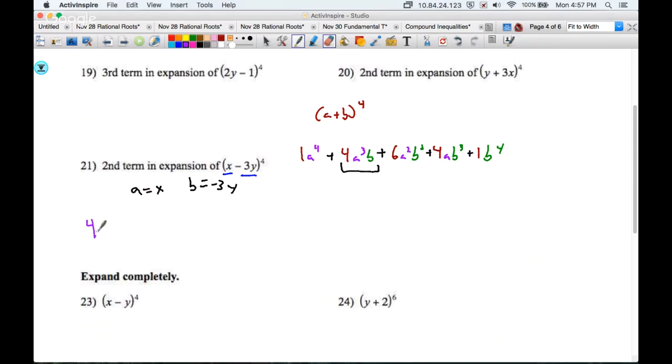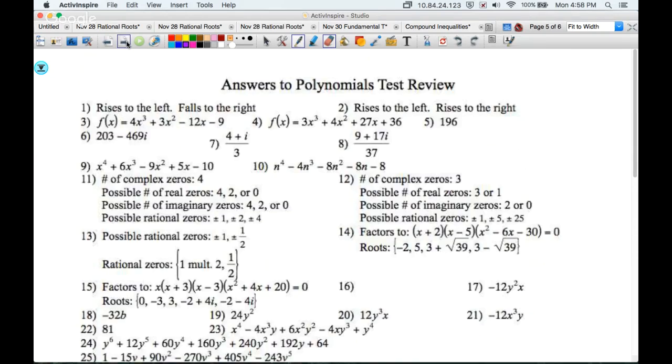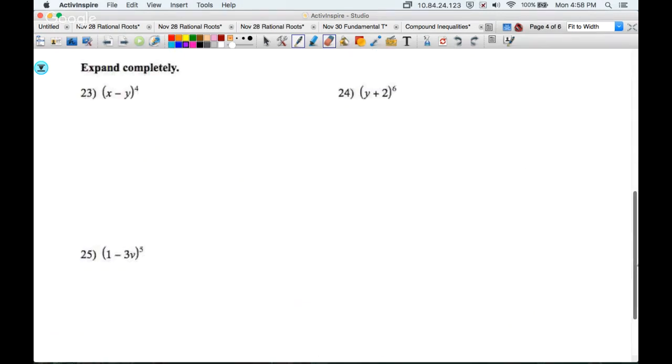Let me write it out one more time. 4a to the 3rd b is going to equal 4 times x to the 3rd times -3y. I like to get this into alphabetical order. That -3 and that 4 are going to combine to be -12. So it's going to be -12 x cubed y. -12 x cubed y. Let's see if that's right for 21. Yep. And let's do a binomial expansion way out.